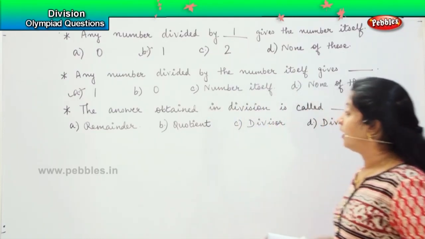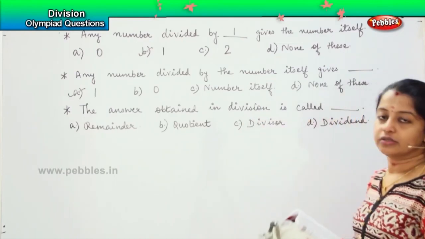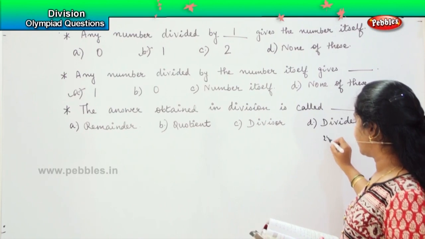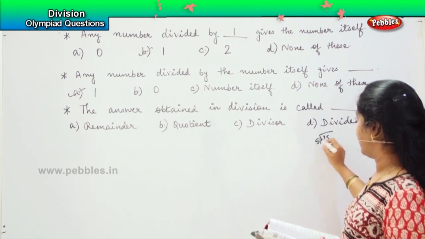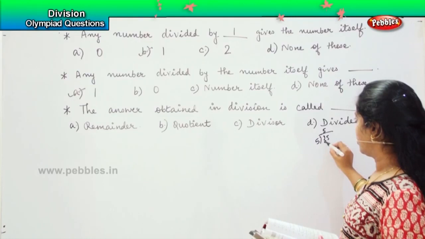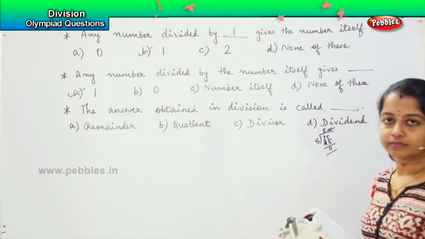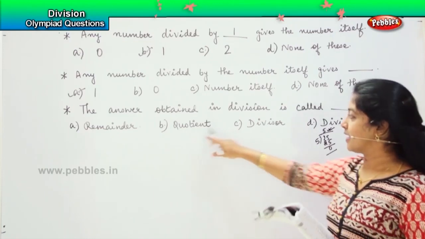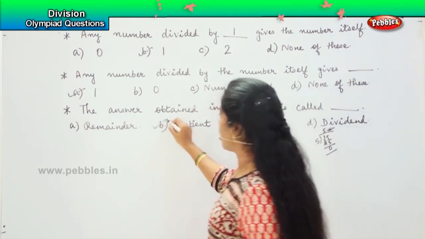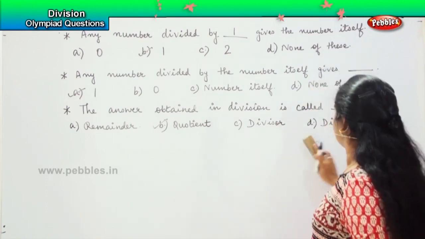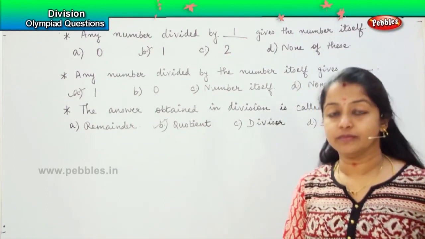So, the answer obtained in division is called, for example, if I say 25 divided by 5 and I get the answer 5, what is this 5 called? Very good, it is called my quotient, right? So, option B is my right answer. Okay? Shall we move on to the next question?